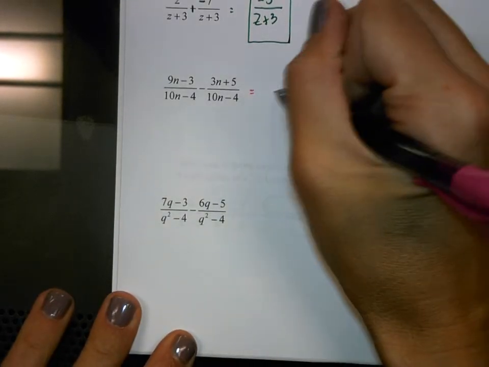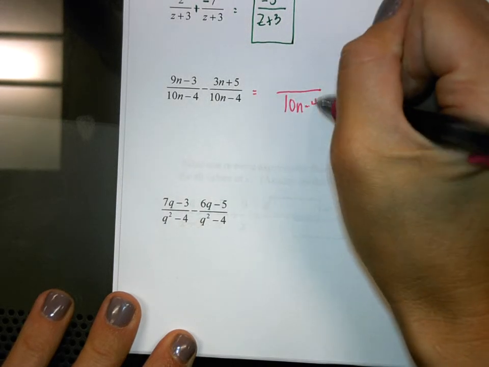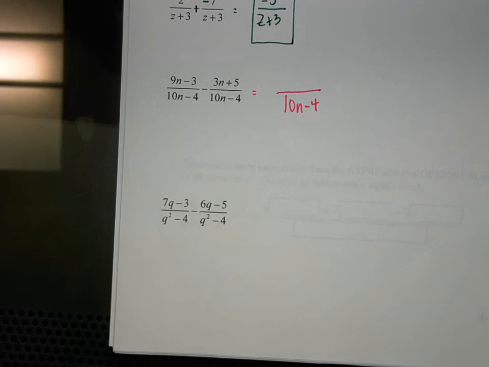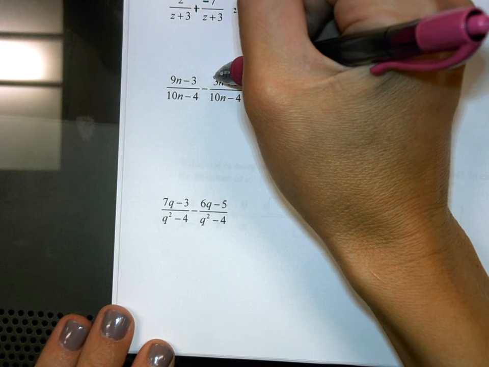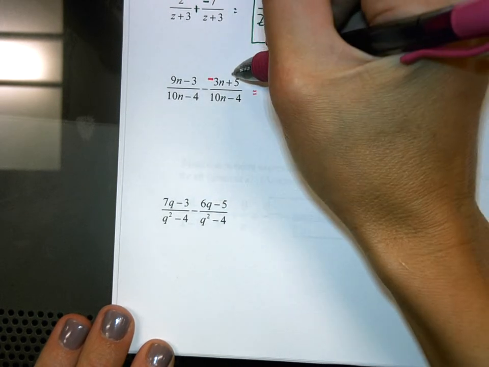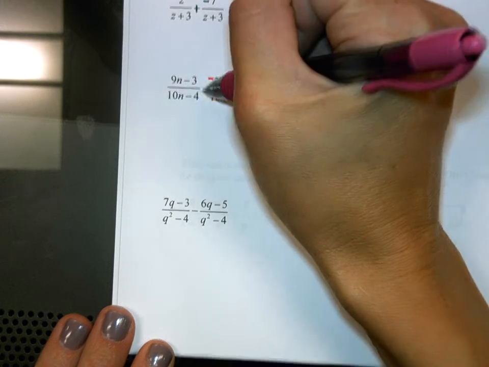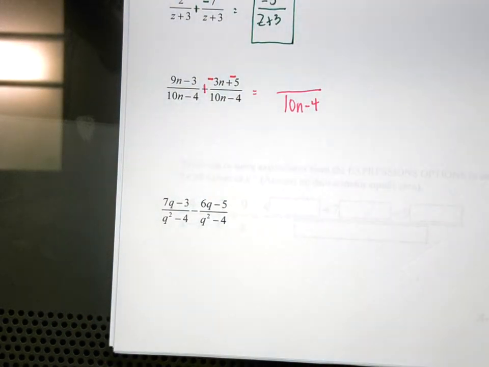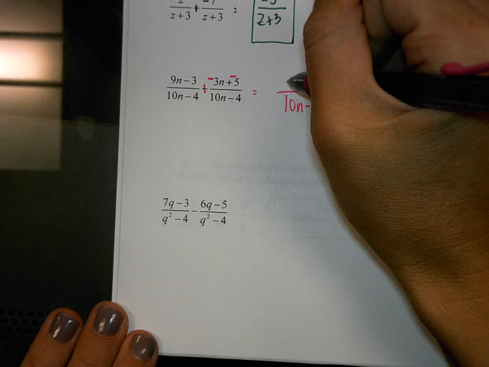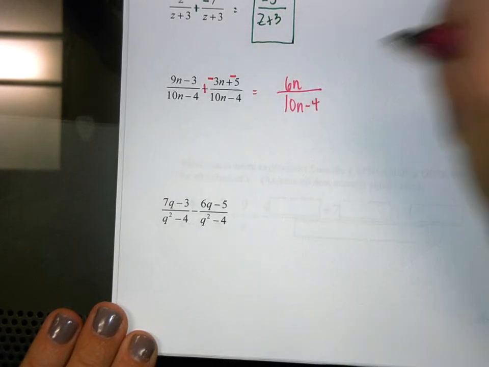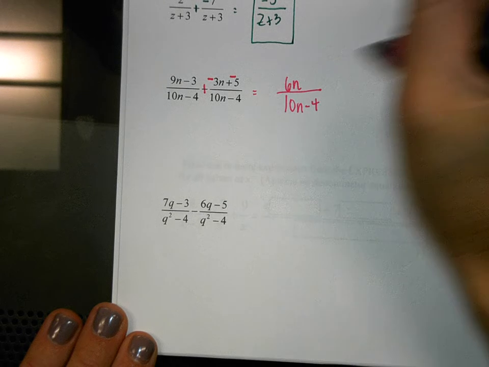Okay, next example. My denominators are the same, so I'm going to go ahead and write my denominator is 10n minus 4. And what am I going to do next? We're going to make it a positive by doing what? Very good, distributing the negative through. So when I distribute this negative, the 3n is going to become a negative, and the 5 is going to become a negative. And then we can change this to a plus once I distribute that negative through. And so 9n and negative 3n makes 6n, and negative 3 and negative 5 makes negative 8.